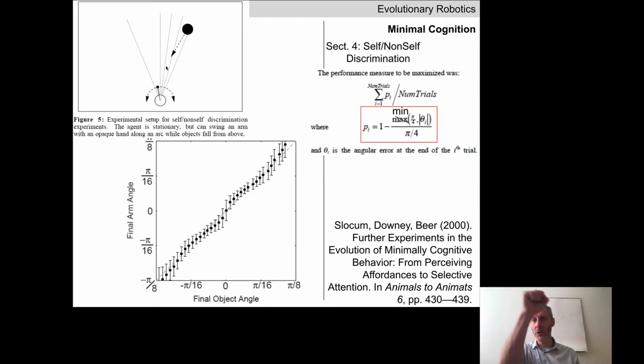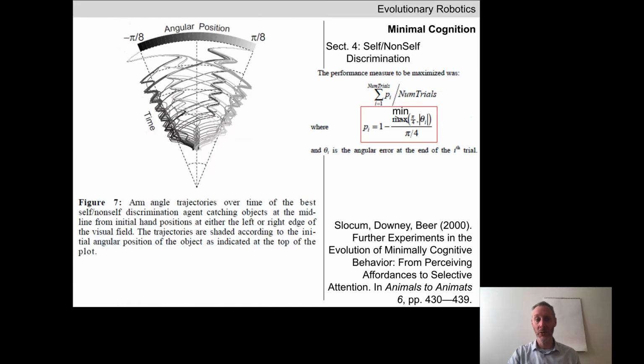We looked at another robot in which its hand can often occlude its vision. It's unable to see the block. Even if its vision is unoccluded, it's often not able to tell the difference between self and something else in its environment. We saw that we were actually able to evolve a robot that can do this.